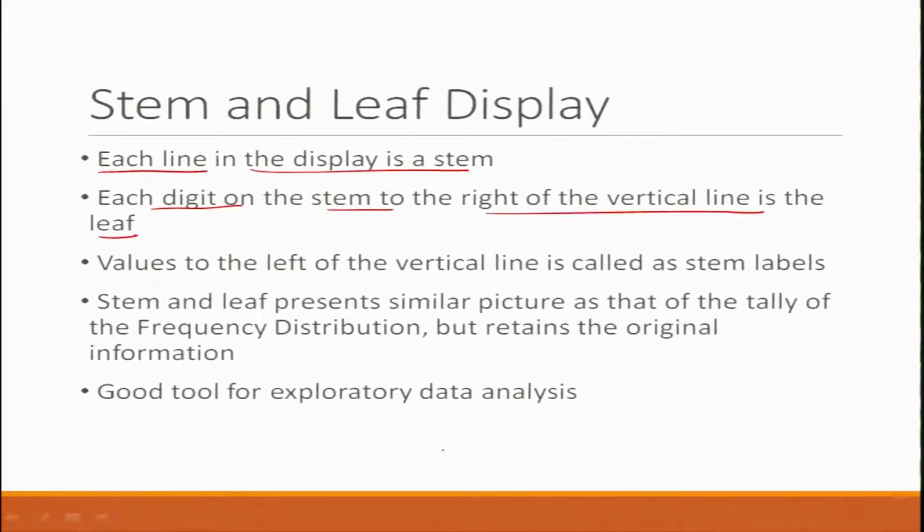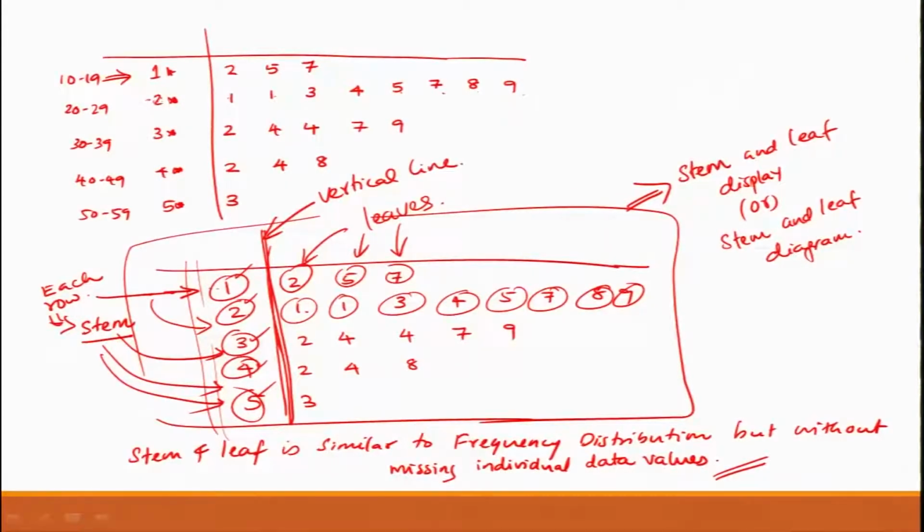So, values to the left of the vertical line are also called as the stem labels. Okay. So, the right side is the leaves, the left side is called as the stem labels. So, if you go back, you will see that these are the stems, and each one of these individual values are the stem labels. So, 1 is a stem label for the first row, kind of a thing. Okay.